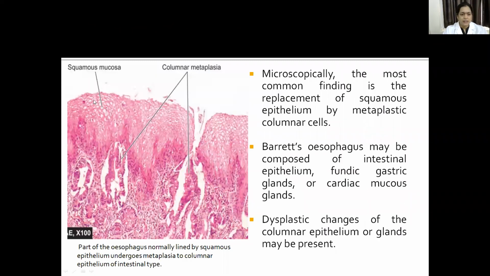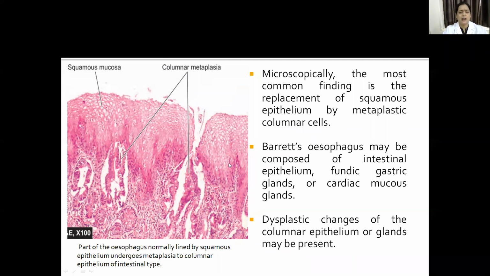Now this is the squamous, and you can see the columnar metaplasia happening here. This is the columnar, and these are the goblet cells, right? So what you can see is metaplasia. What is metaplasia? It is one tissue changing into another differentiated tissue, right? So that's what happens here. The stratified squamous epithelium is replaced by columnar epithelium, that is, intestinal type epithelium.